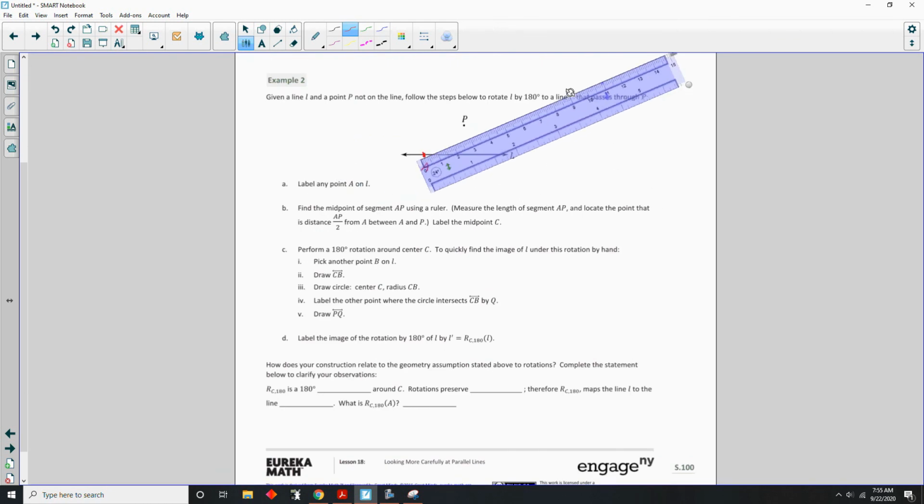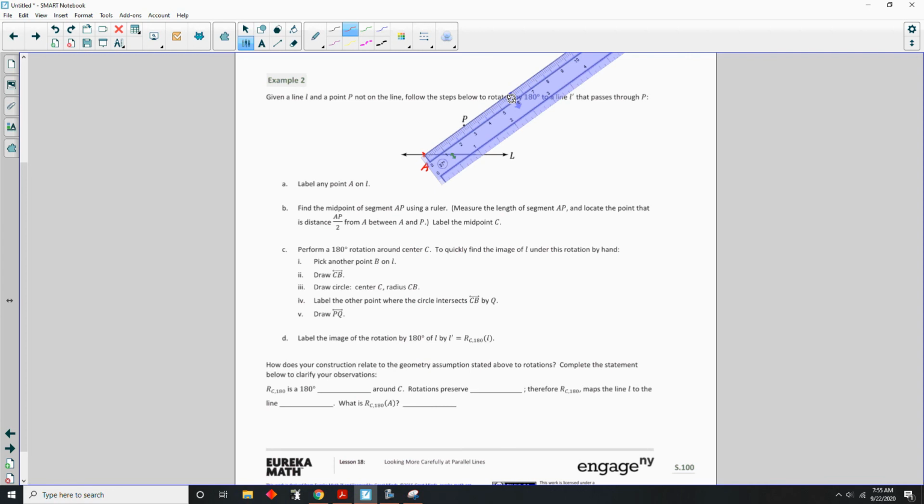And measure it. I prefer the metric system over fractions any day. So if I put that right there and rotate it to P, that is 28 millimeters. So half of 28 is 14. It says find the midpoint of AP and label the midpoint C. So I'll put the point at 14. Here's 10, 11, 12, 13, 14 would be right here. Move my ruler, and I'm going to call that midpoint C.